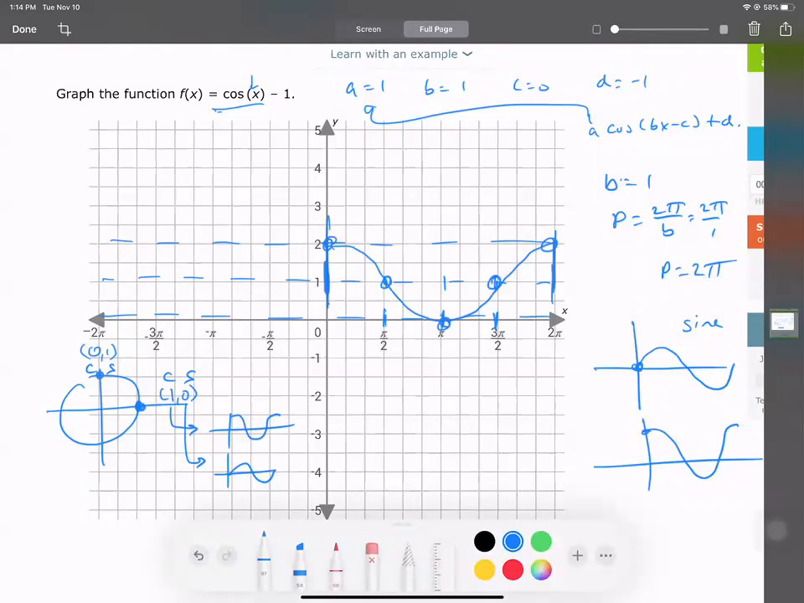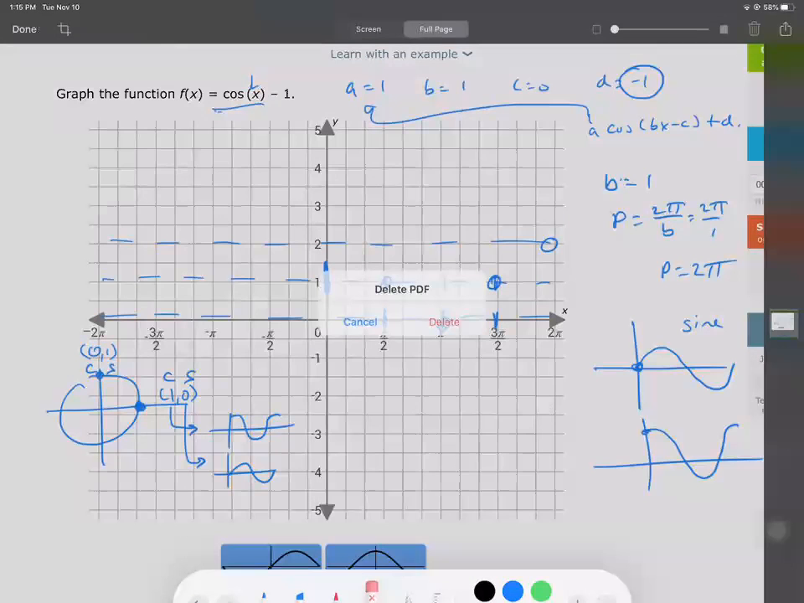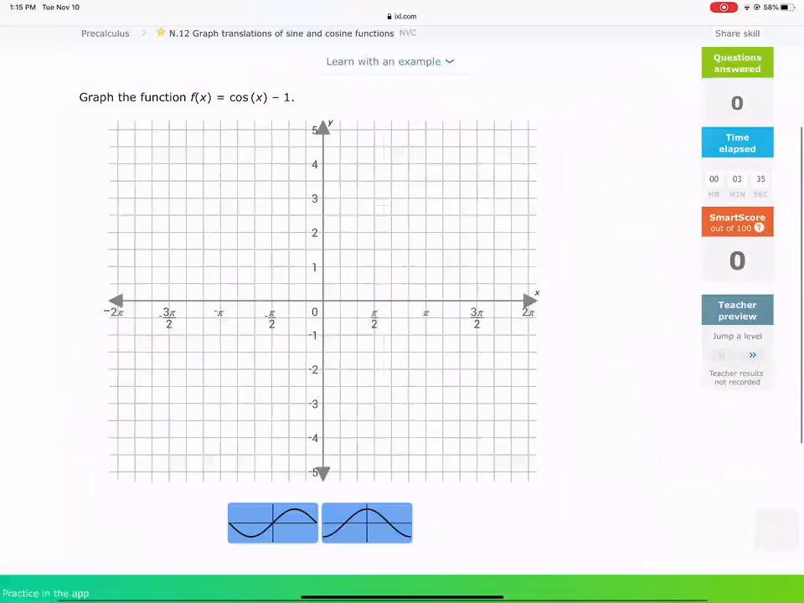Now, the problem with IXL is there is no easy way for them to create a graphing utility for us. Why is the graph up by 1 if it's -1? Oh, my bad. I misread it. D is -1. Thank you for reminding me. So this graph is actually shifted down. Oh, my goodness. So let's actually go ahead and pretend we didn't record that, but we did.